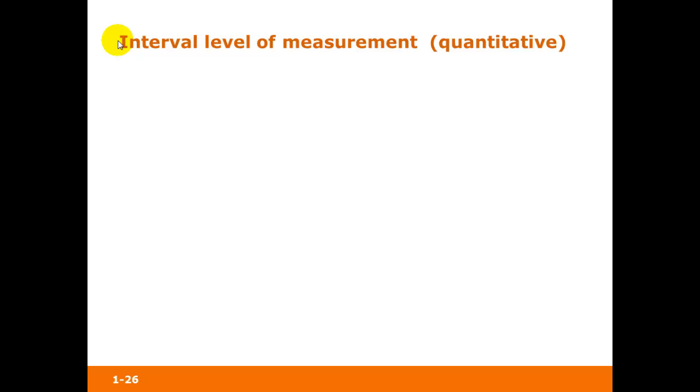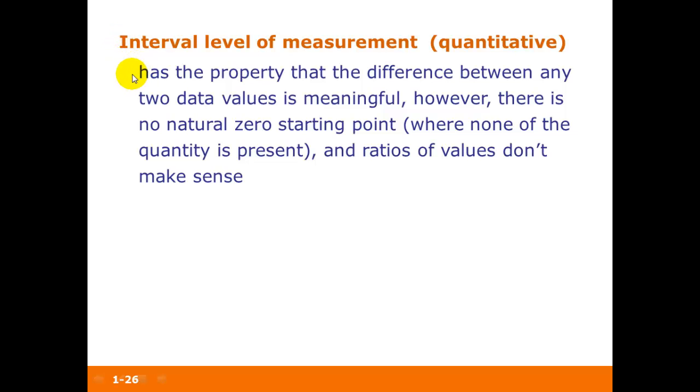The interval level of measurement, this is for quantitative data. This has the property that the difference between any 2 data values is meaningful. But with the interval level, there's no natural zero starting point. So there would be no value where we know we would have none of the quantity. And if we do a ratio of 2 values, in other words, if we divide one value by the other, it doesn't make any sense.